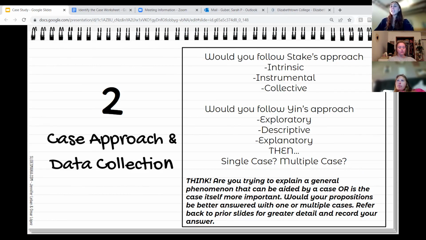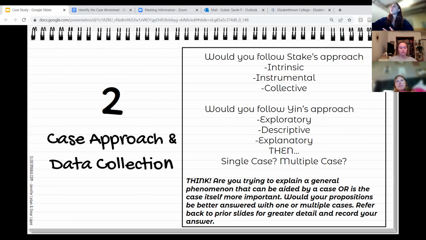Okay, welcome back. Step 2, we're going to choose our case approach and think about data collection. If you remember, there are 2 different authors with 2 approaches. We have Stake's approach, which Julianne covered: intrinsic, instrumental, collective. And then we have Yin's approach, where he first defines if he's going to do an exploratory, descriptive, or explanatory case study. And after determining that, you determine if you would like to do a single case or a multiple case.